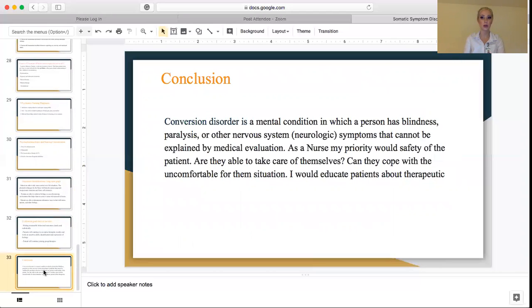In conclusion, we discussed that conversion disorder is a mental condition in which a person has blindness, paralysis, other neurological symptoms that cannot be explained by a medical evaluation. As a nurse for this disorder, I would take priority on safety of the patient. Are they able to take care of themselves? Providing them coping strategies. Can they cope with the uncomfortable situation for them?